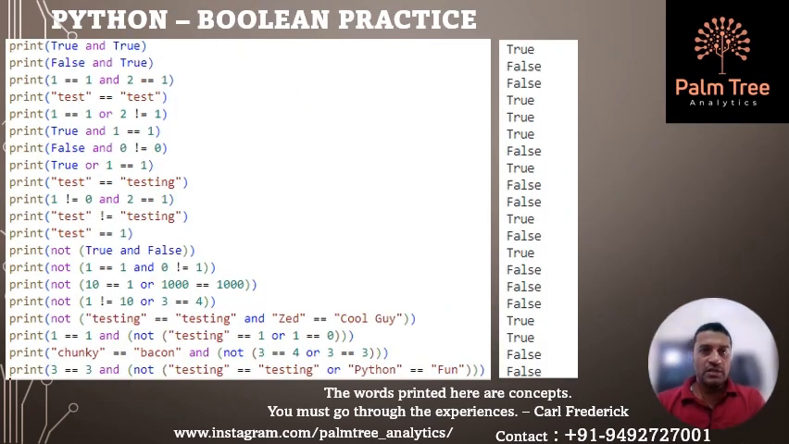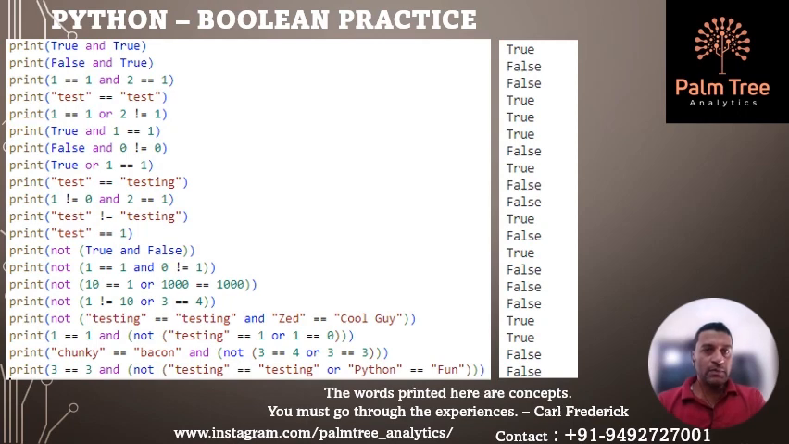Boolean operations are meant for telling either true or false, 0 or 1. These are for only two values, or two outcomes are possible with this. But there are many operations possible with this too. Here we are mentioning print true and true.